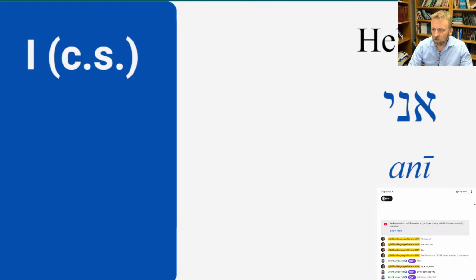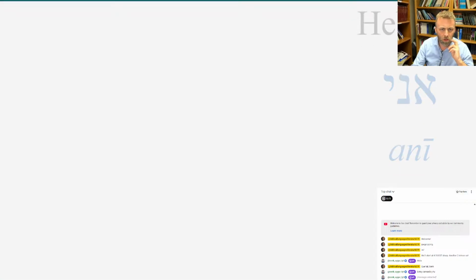If you're new at the spelling of Hebrew, aleph nun yud, but we'll pronounce it ani, ani. That's going to mean I. And in the notes up above here, it says CS for common singular, meaning one person as opposed to plural. Plural would be we, but common is common in gender, so it'll be for males and females.